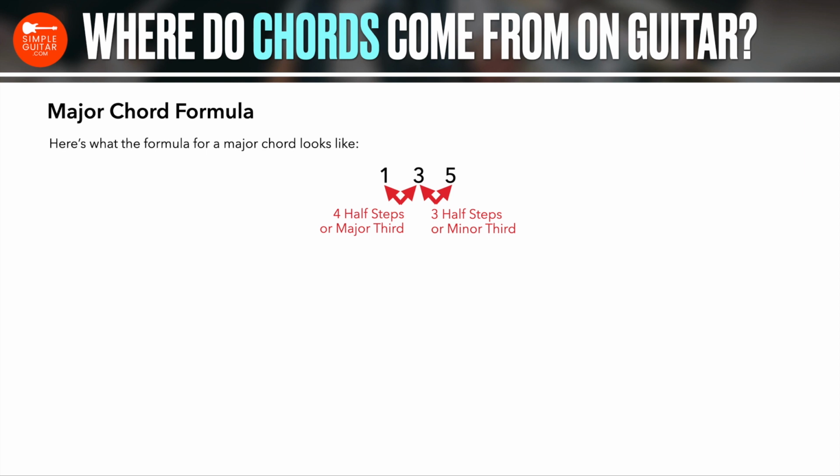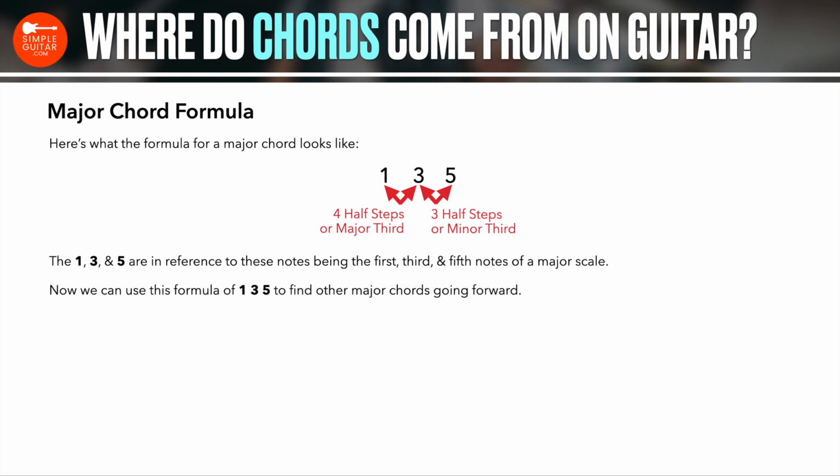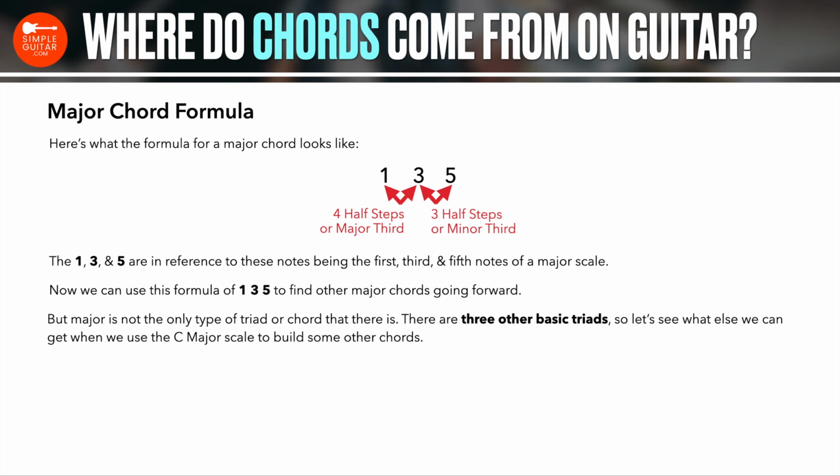So this gives us the major chord formula, and this is what it looks like. So we have the 1, or the first note of the chord, and then the 3, and then the 5. And between the 1 and the 3, we have 4 half steps or a major third. And between the 3 and the 5, we have 3 half steps or a minor third. The 1, the 3, and the 5 are in reference to these notes being the first, third, and fifth notes of a major scale. Now we can use this formula of 1, 3, 5 to find other major chords going forward. But major is not the only type of triad or chord that there is. There are 3 other basic triads.